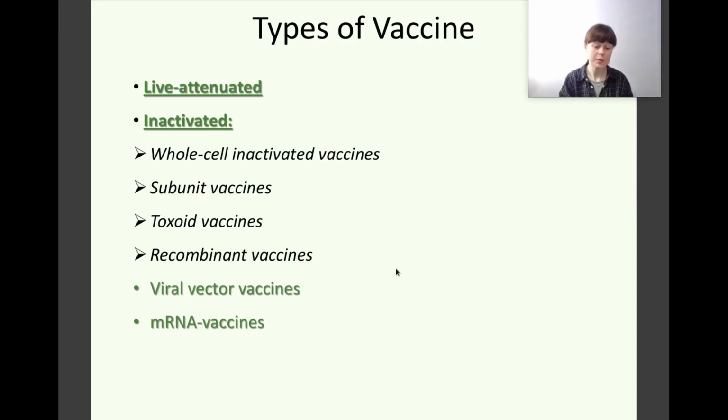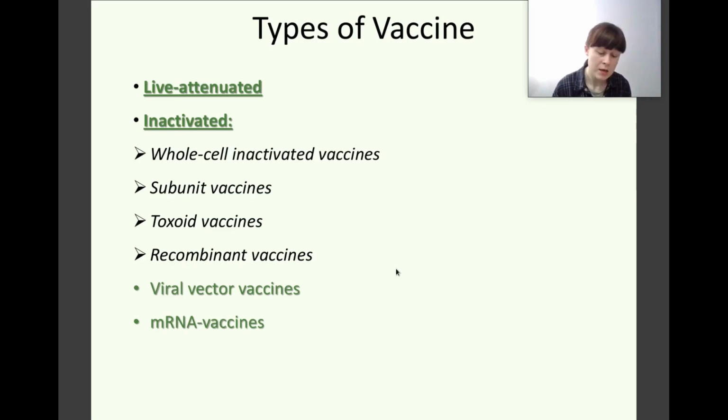There are several types of vaccine, including live attenuated, inactivated vaccine, whole cell inactivated, subunit, toxoid, recombinant vaccines, viral vector vaccine, and modern messenger RNA vaccine. Traditional vaccines consist of entire pathogens that have been killed or weakened so that they cannot cause disease. They may contain live viruses or live bacteria that have been attenuated, a term that means weakened or altered to not cause illness.